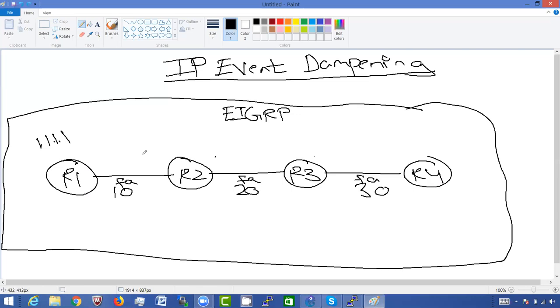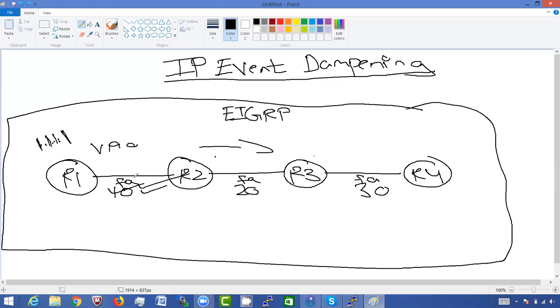Let's say this link is flapping frequently. This link is flapping every 10 seconds, 20 seconds, 25 seconds. So what will R2 do? R2 will keep informing its neighbor that this link is up, meaning the 10 network and 1 network are reachable, because R2 is learning the network 1.1.1 via R1. R1 has become a neighbor on this link. So if this link goes down, R2's neighbor, R1, will be down. And if R1 is down, R2 has learned network 1.1.1 via R1, so R2 will withdraw this route from its routing table.